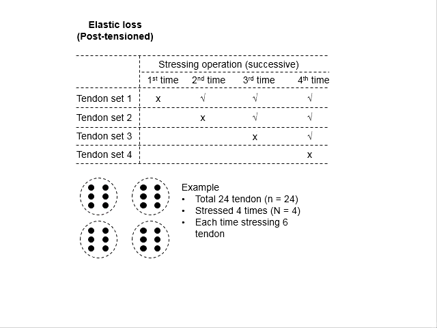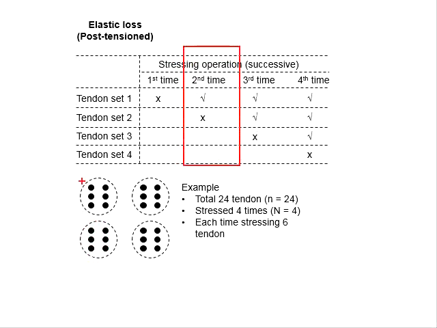During the hydraulic jack operations, the member undergoes elastic shortening, which occurs before the stress is being transferred to the concrete. The other 3 sets of tendons are irrelevant, and there will be no elastic losses happening during the first time stressing. Next, we come to the stressing of the second group of tendons.